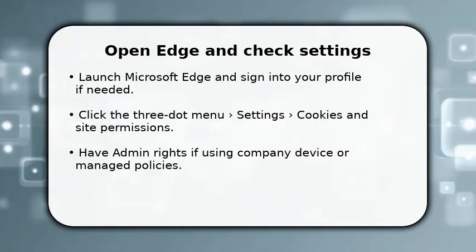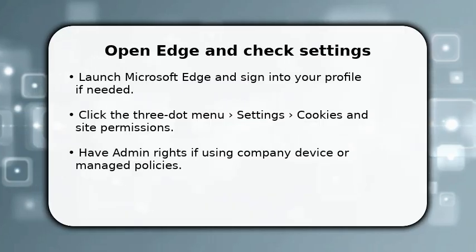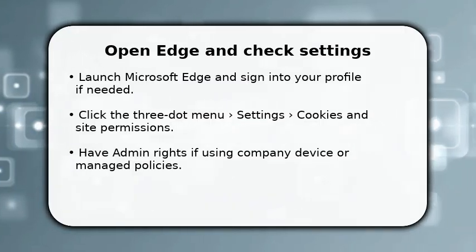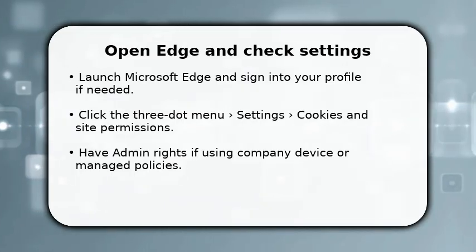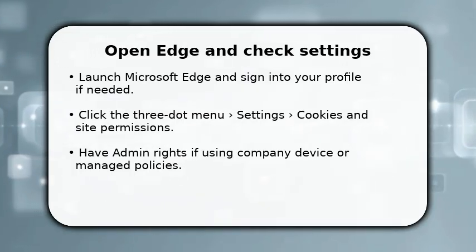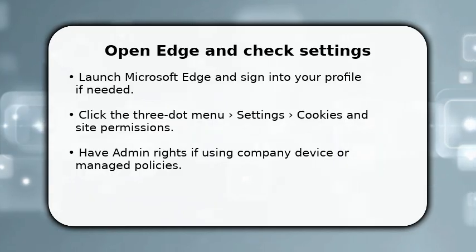You start by opening Microsoft Edge and going straight to Settings. This is where pop-up control lives. Once done, click the three-dot menu in the top right and choose Settings, then navigate to Cookies and Site Permissions.